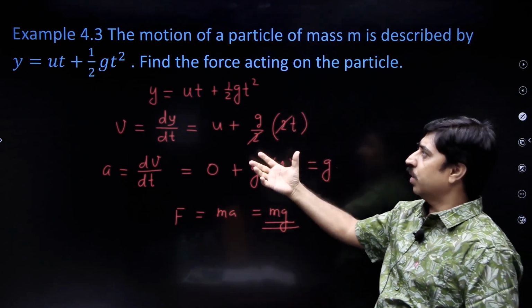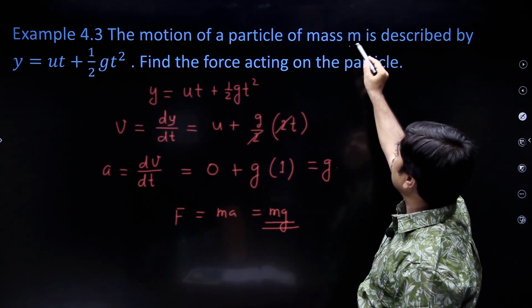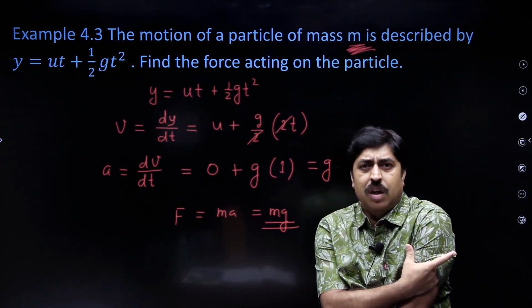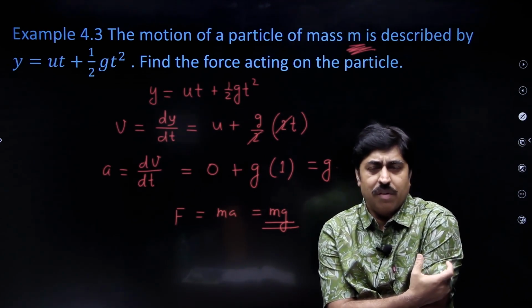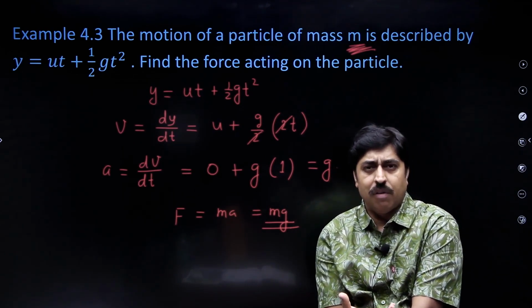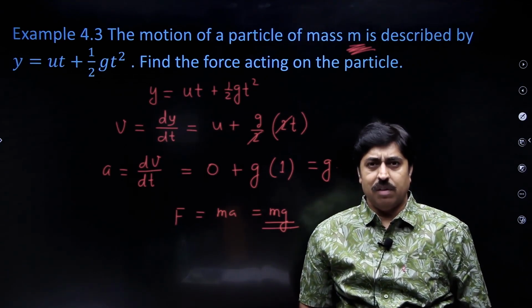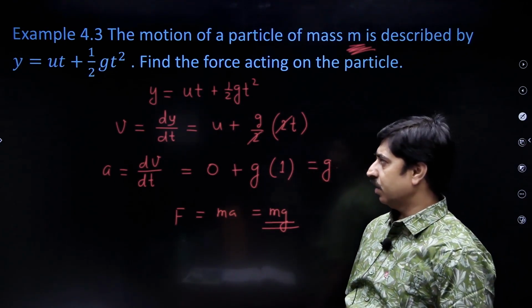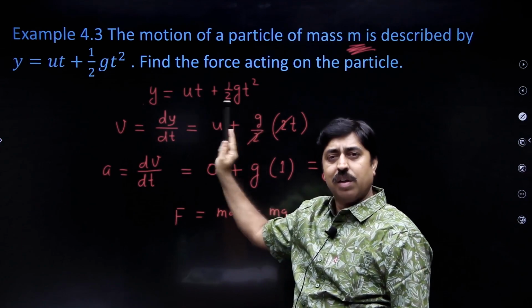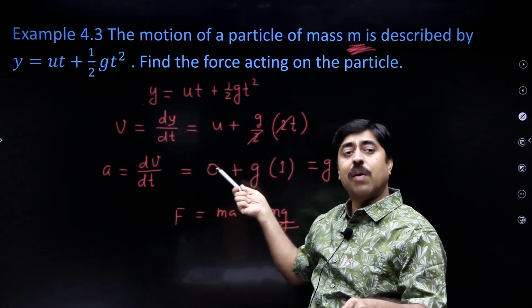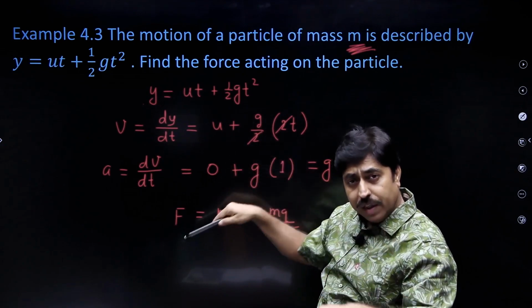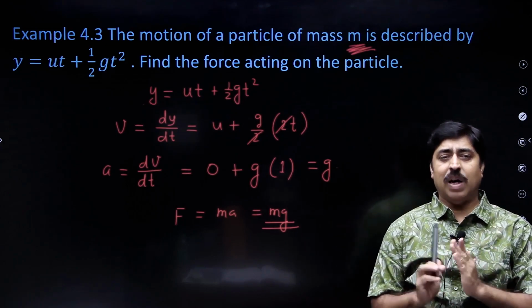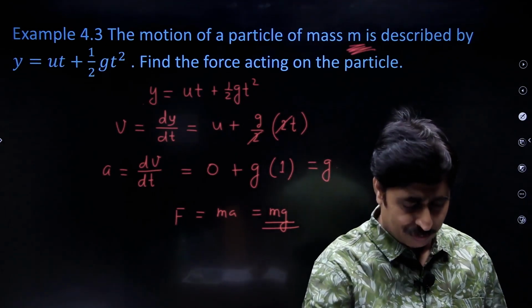So what was there in the question? The question says that particle has mass m. We are supposed to write the force. So force is mass times acceleration, isn't it? So I know the mass, so I must be able to calculate acceleration. So from the given information, I should try to get the value of acceleration. How will I get acceleration? When y is given as a function of t, dy by dt is velocity. Now I get velocity as a function of t, dv by dt is acceleration, and I get the value of acceleration. So force is mass times acceleration, which is of course equal to mg.